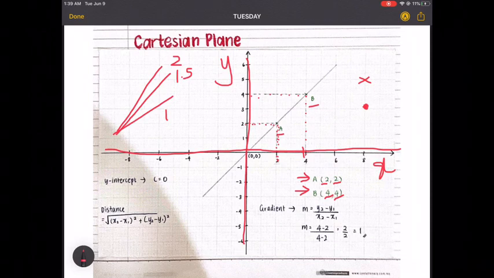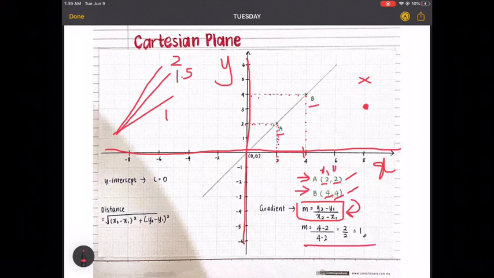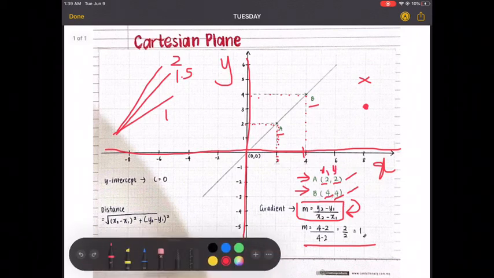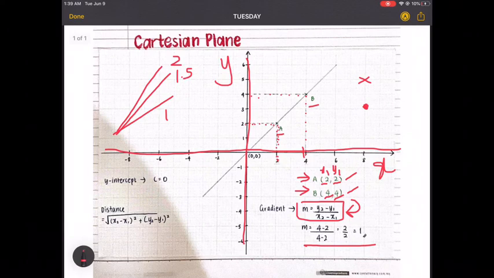When I calculate the gradient by using the formula here, which you have covered in year 8, I'm going to substitute these coordinates, A and B, into this formula to get the gradient. If you use this as x1, then you should also use this as y1. If you use this for x2, then you should also use this for y2.